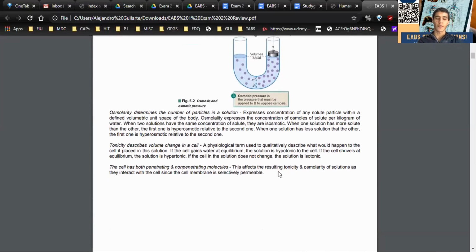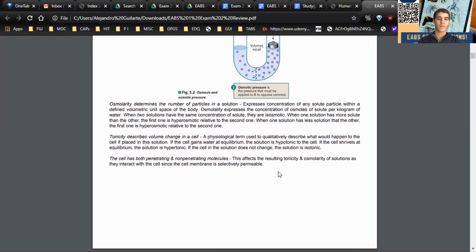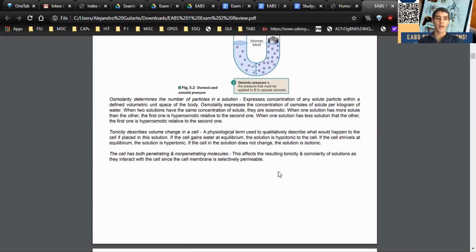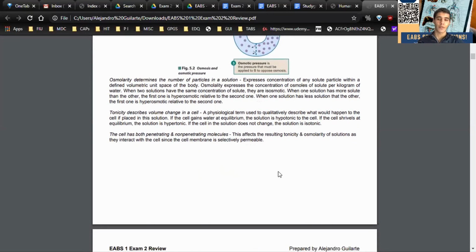And tonicity describes the volume change of a cell. In terms of definition, tonicity describes a physiological change as to what would happen to the cell if you place it within a solution. And here we talk about hyperosmotic, hypoosmotic, and isoosmotic, as well as isotonic, hypotonic, and hypertonic. Not everything can penetrate through the cell, so the cell has penetrating and non-penetrating molecules.